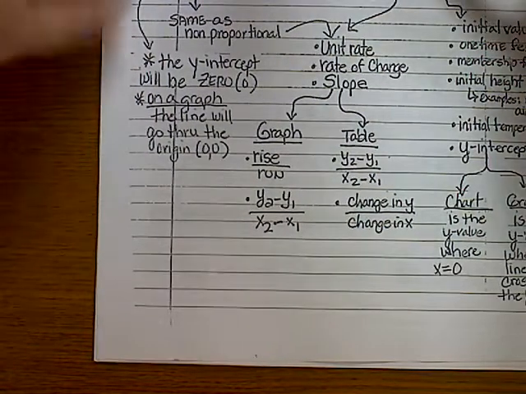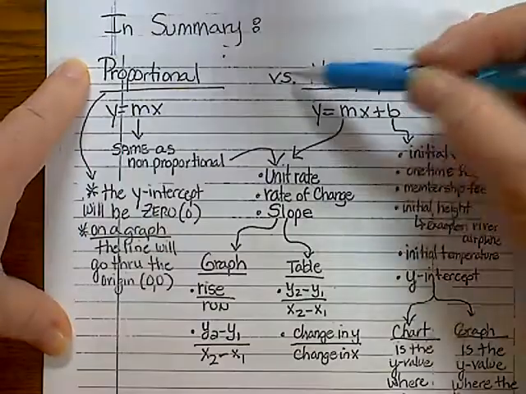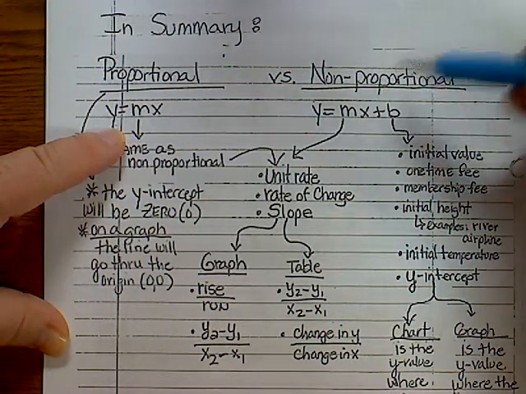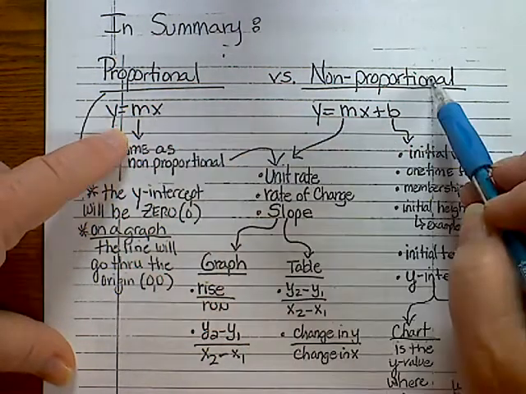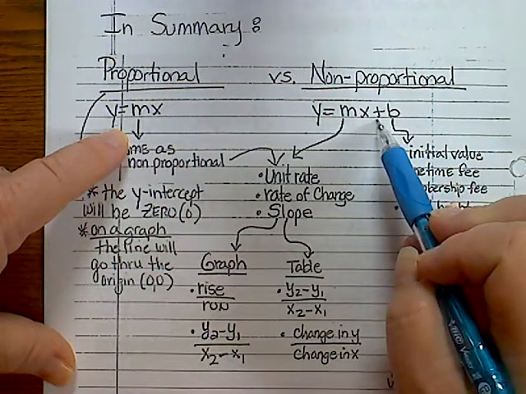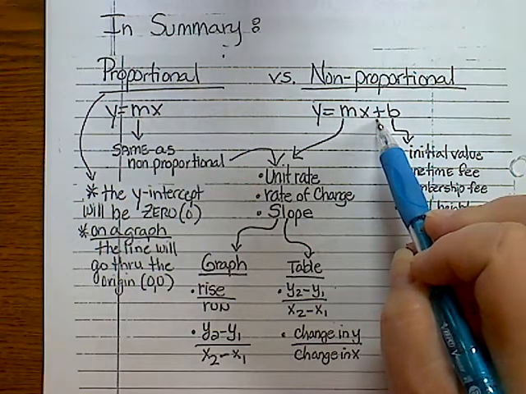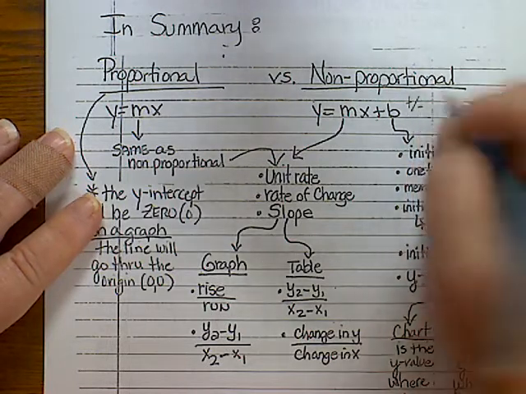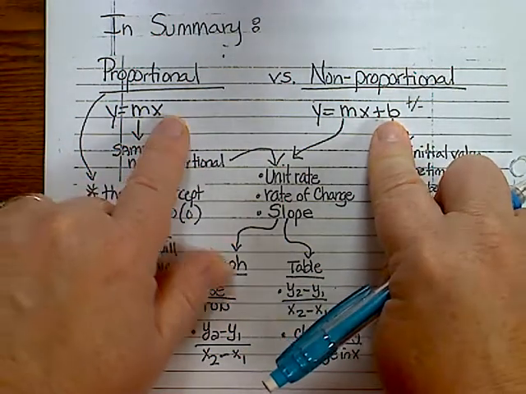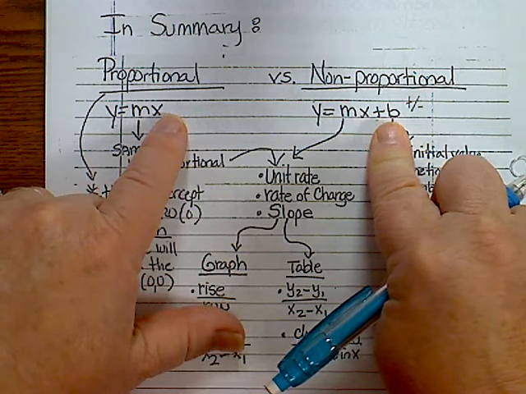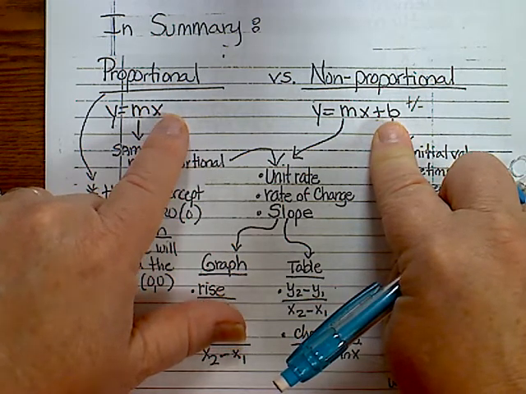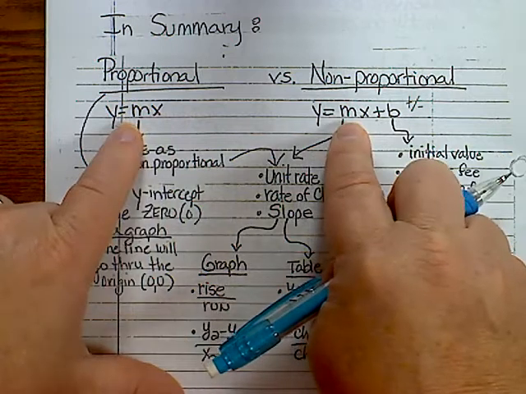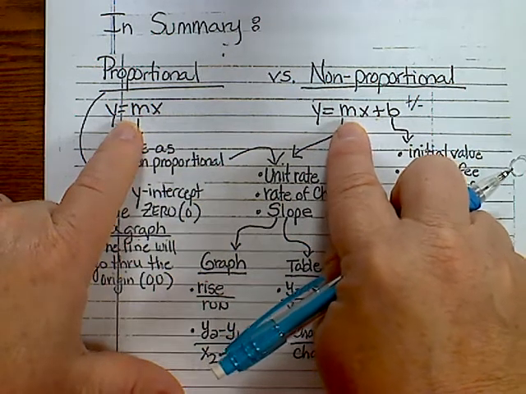Let's talk about proportional versus non-proportional. Proportional equation only has multiplication. Non-proportional has that plus or minus, okay, right here, your y-intercept, because the y-intercept is not at 0. Here the y-intercept is at 0, and that's why we leave it off, because remember, we're lazy mathematicians. You notice both of them have an M. Your M is representing your slope.